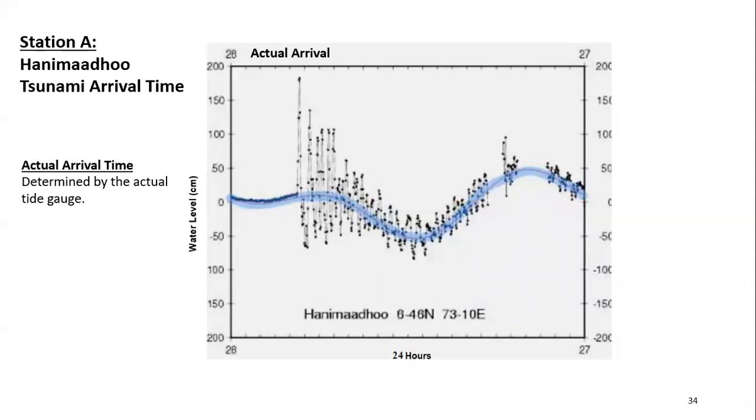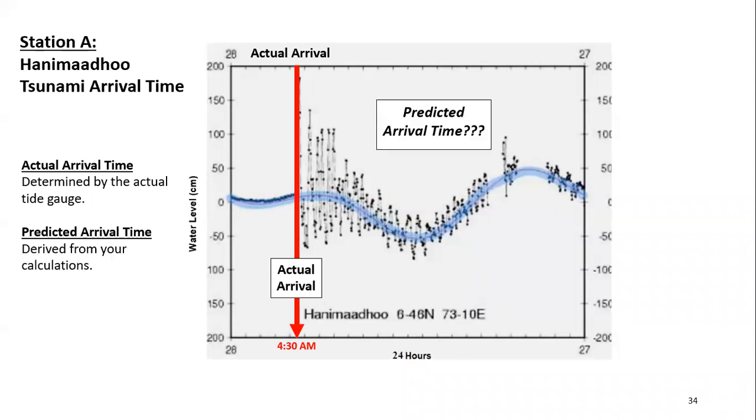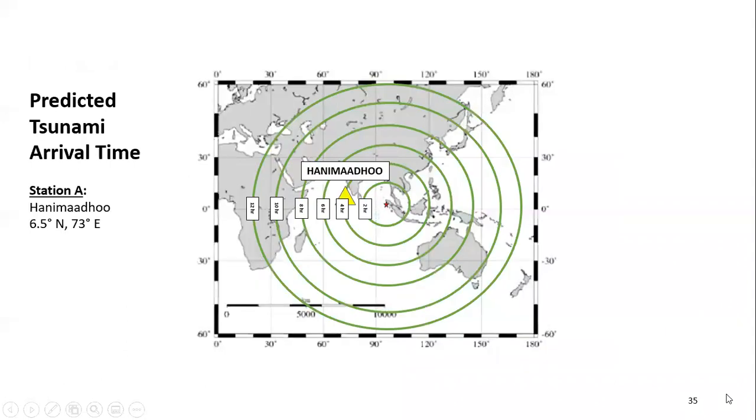Arrival times. The actual tsunami arrival time is determined by the tide gauge. Draw a line at the point that shows the actual arrival time of the tsunami signal. Next, you will plot your predicted tsunami arrival time based on your previous calculations. To plot your predicted tsunami arrival time at Station A, the Hanamaru tide gauge, estimate the time using your calculated distance circles. Station A should lie approximately on your 4-hour circle, as seen here, or 4 hours after the event.